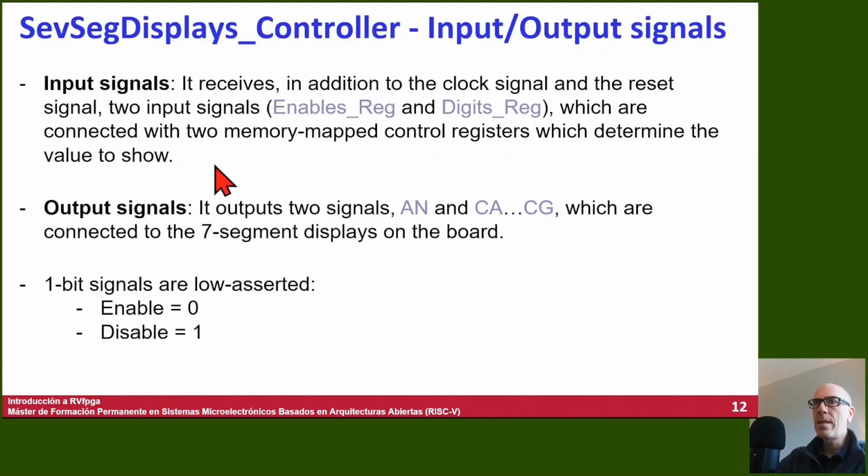The controller takes two inputs, enable_reg and digits_reg, linked to memory mapped registers that set the 8-digit value to display. It outputs the AN and CA to CG signals, as seen earlier, which the 7-segment display needs to function. Remember, the activation signals are active low.